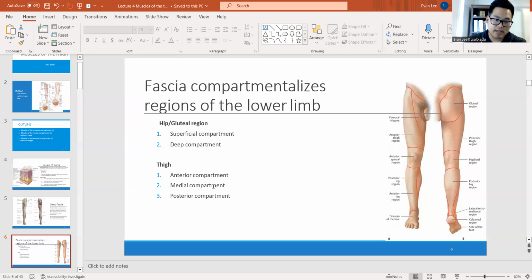Now, the thigh region is going to have a few different regions as well, which we'll talk about later. So let's just keep moving. But in general, it's anterior, medial, and posterior compartments.